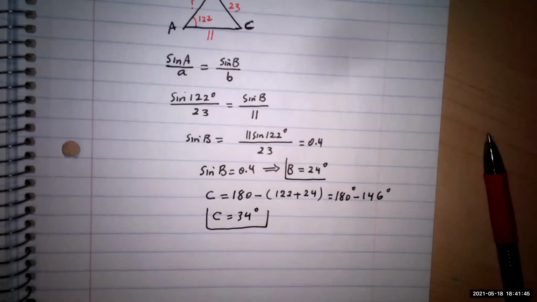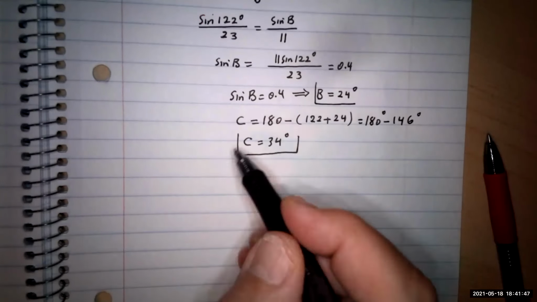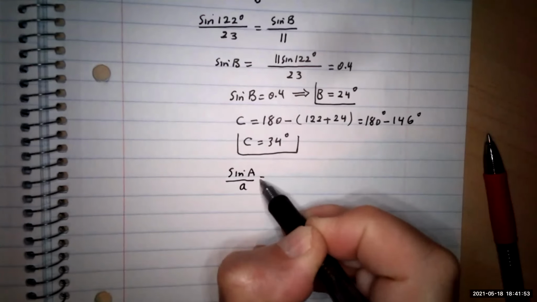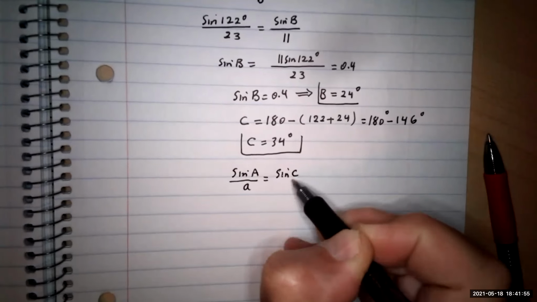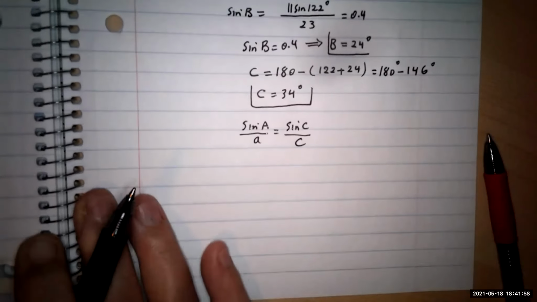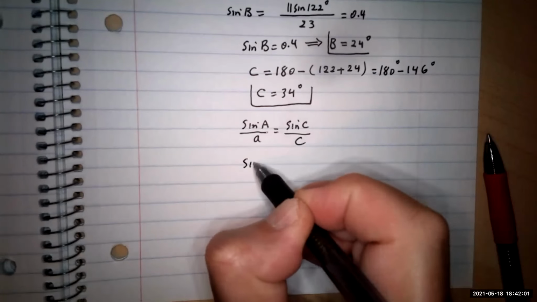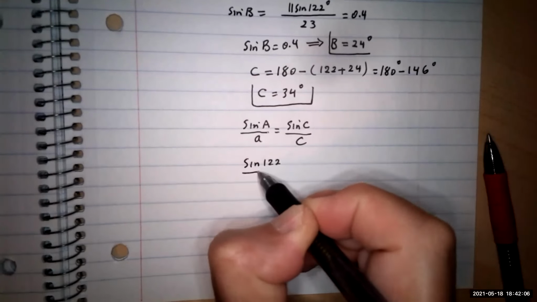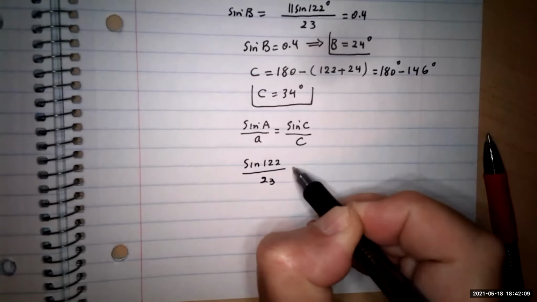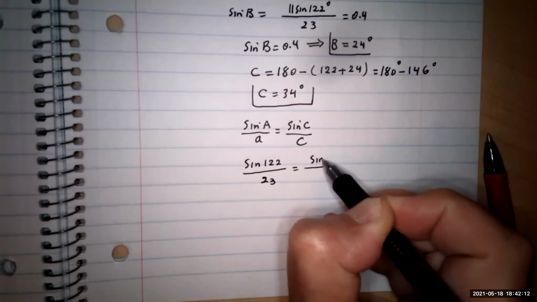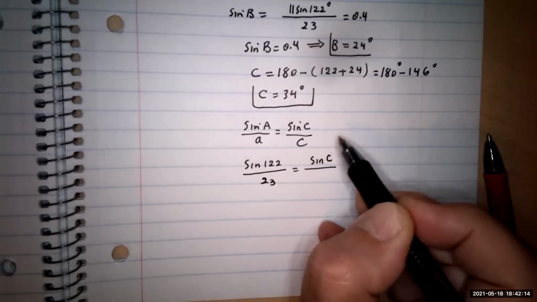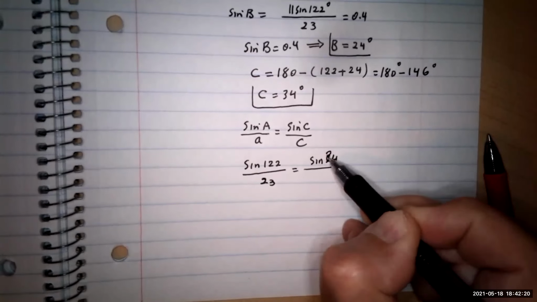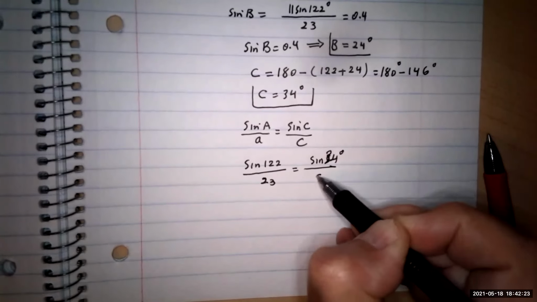The missing side is C, so you can go with the A or the B, just using the sine formula. Sine of A over A is equal to, this time, sine of C over C. You substitute again, so that gives you the sine of 122 degrees divided by 23. Then we go with the sine of C, which is 34 degrees, and the length of C is missing.